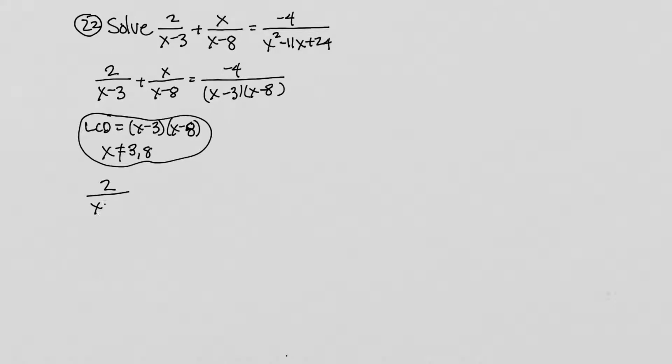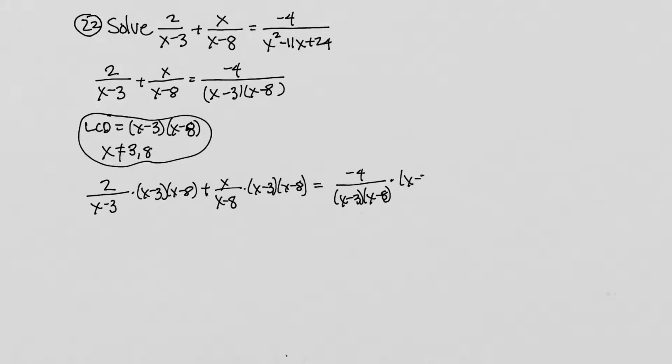2 over x minus 3 times the LCD, x minus 3, x minus 8, plus x over x minus 8 times the LCD, x minus 3, x minus 8. And this is equal to, all right, that left side, the right side, negative 4 over x minus 3, x minus 8 times the LCD, x minus 3, x minus 8. Okay, just a lot of writing here.